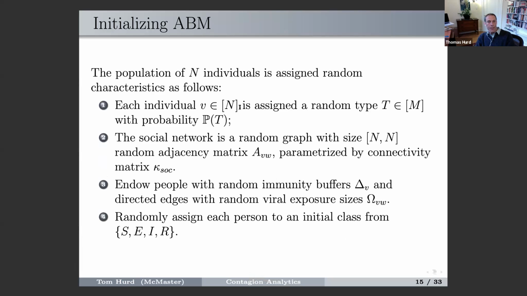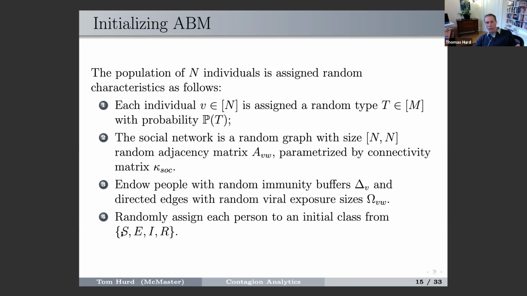So we start the model off, an individual run of an agent-based model. We have N individuals. We assign types at random to the individuals. We build a social contact matrix, in other words, a friendship or contact matrix telling exactly which individual meets which other individual. So that's a big, huge matrix. And then we endow the individuals with random levels of immunity, that's the deltas, and we endow every friendship link with an exposure, which is another random number. And that's called capital omega.